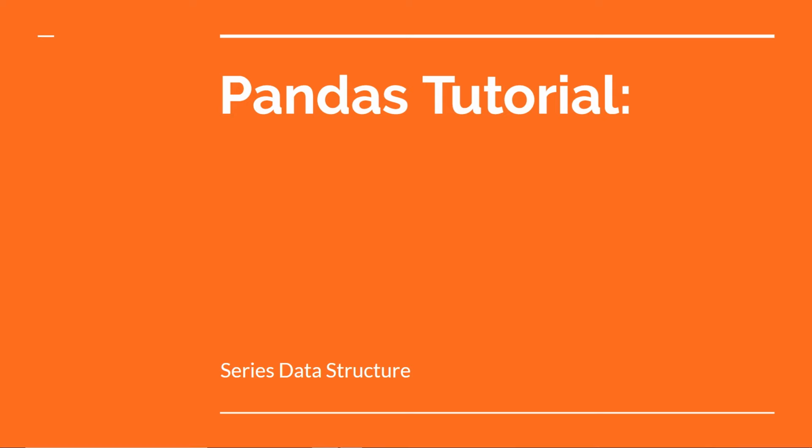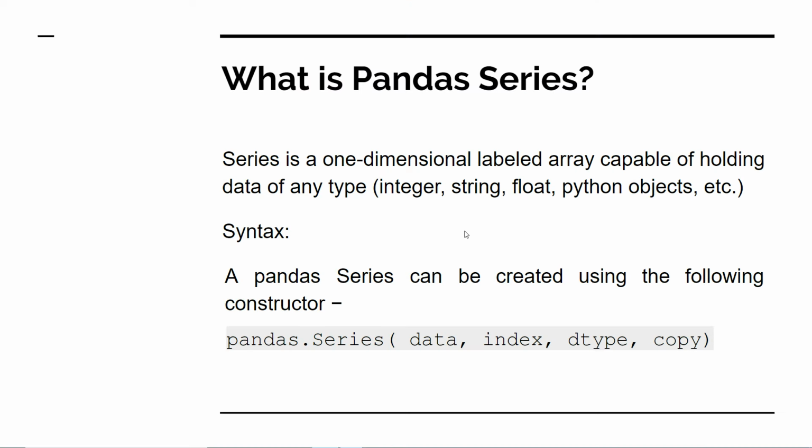So series is one of the data structures Pandas provides us to create the data set. So let's see what is Pandas series. Series is a one dimensional labeled array capable of holding data of any type. So the types are integer, string, float, Python object.